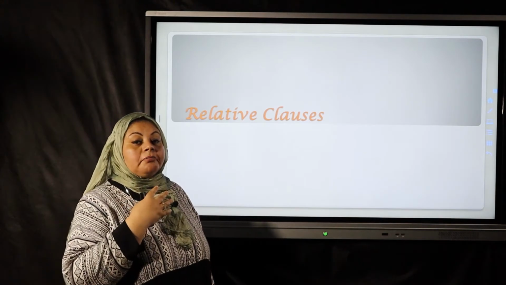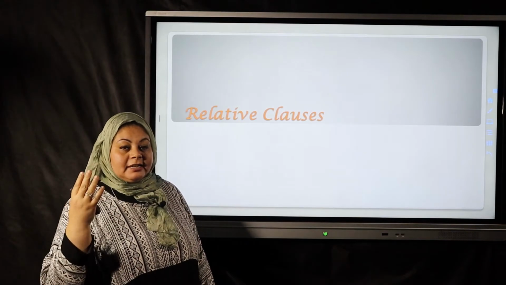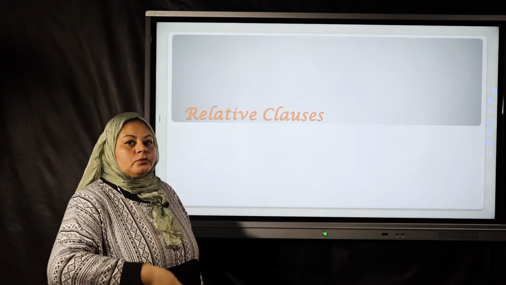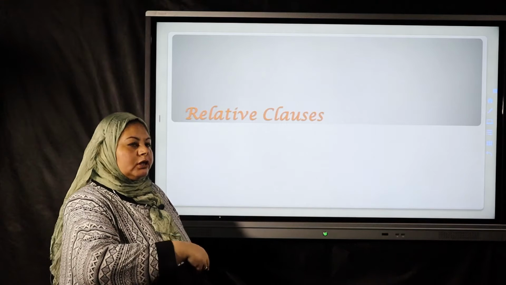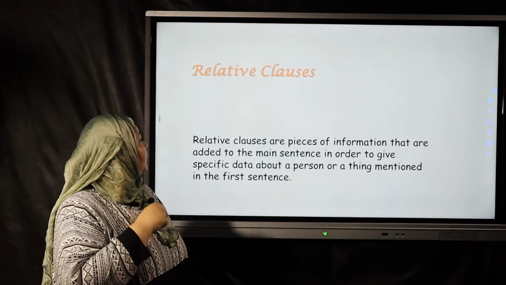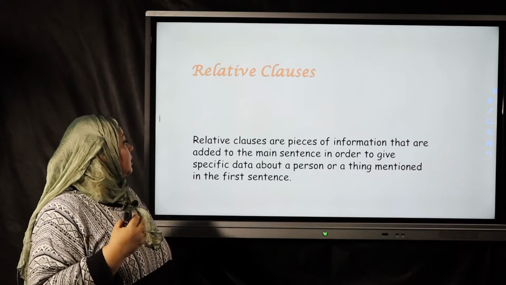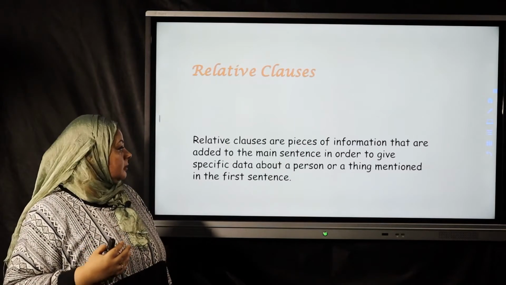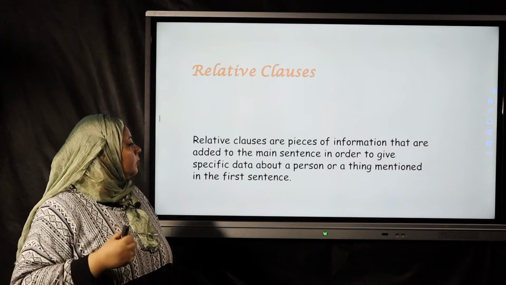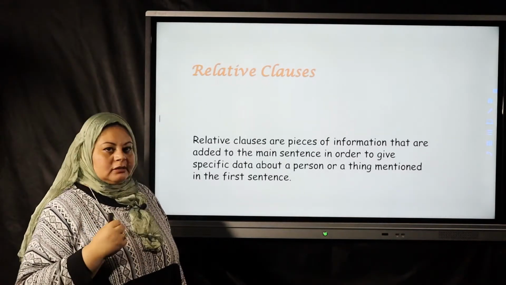And what do we mean by relative? The first sentence and the second sentence, they are related together. Okay? So we are going to see more here. This is the definition of the relative clauses. Relative clauses are pieces of information that are added to the main sentence in order to give specific data about a person or a thing mentioned in the first sentence.